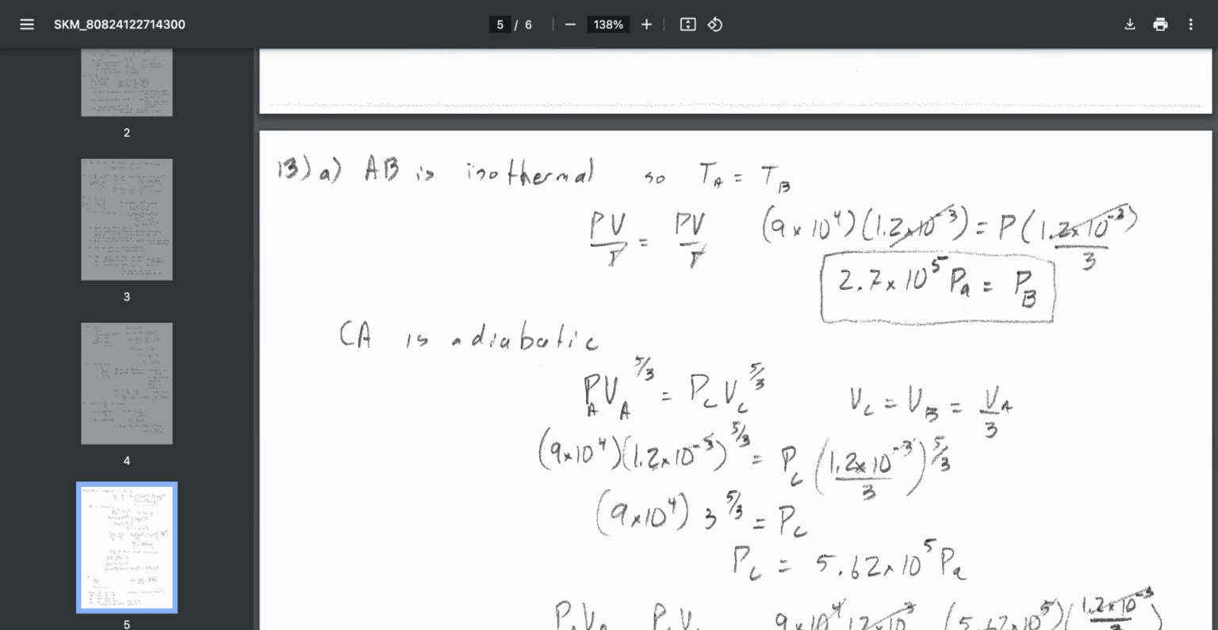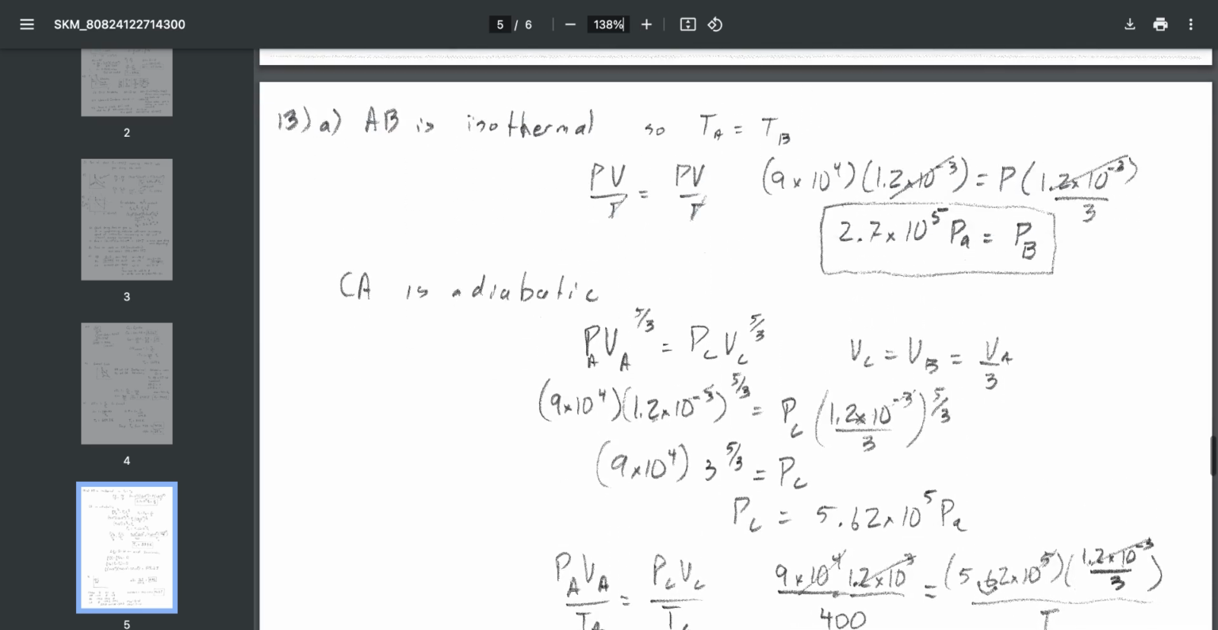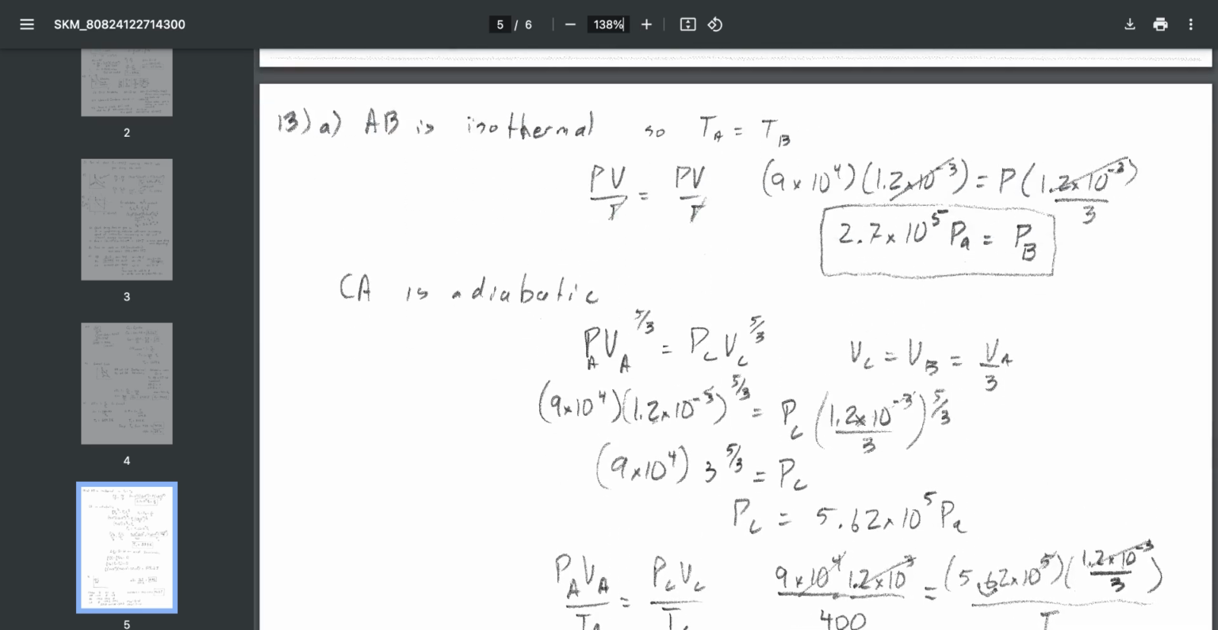All right, 13, we have a heat engine. They give us a diagram up there. Sorry, I didn't draw the diagram on here. The working substance is a monatomic ideal gas. It works on a reversible cycle in the PV diagram. Change AB is isothermal compression, so TA is equal to TB. Change BC is isovolumetric heating, and CA is an adiabatic expansion. The volume of the gas at B is 1/3 of the volume at A. At A, the pressure is 9 times 10 to the fourth pascals, the volume is 1.2 times 10 to the negative third meters cubed, and the temperature is 400 Kelvin.